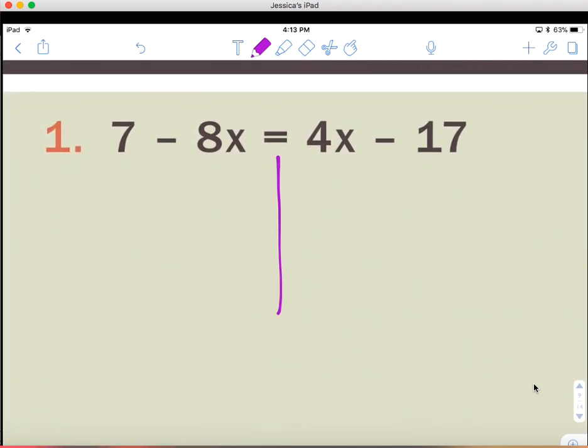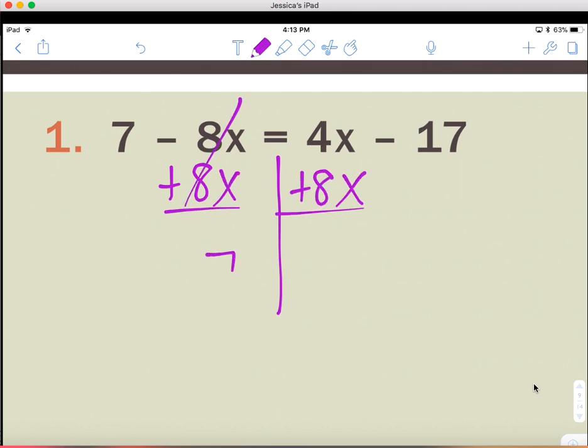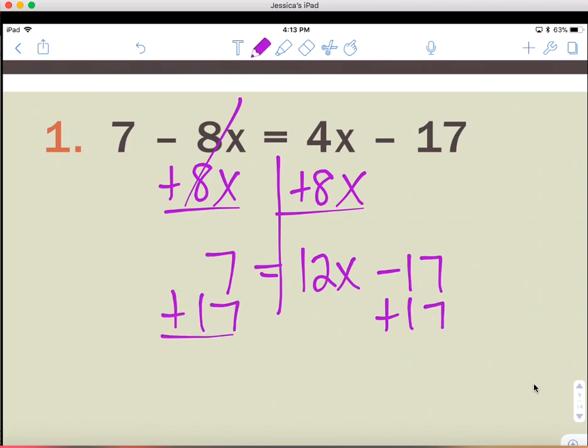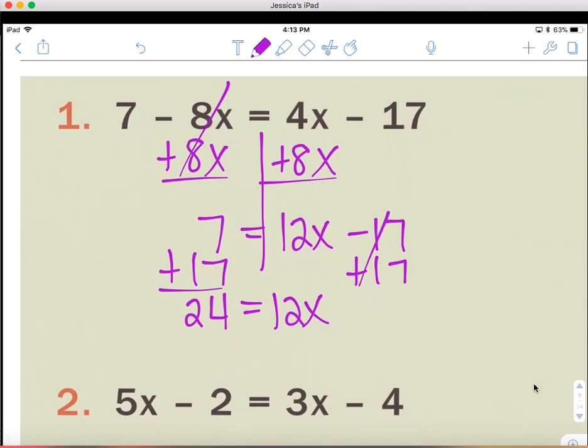For number 1, I would start by adding 8x to both sides. When you do that, you're left with 7 equals 12x minus 17. Your next step is to add the 17 to both sides. So 24 equals 12x. From here, I'm going to divide by 12, so your final answer should be 2.